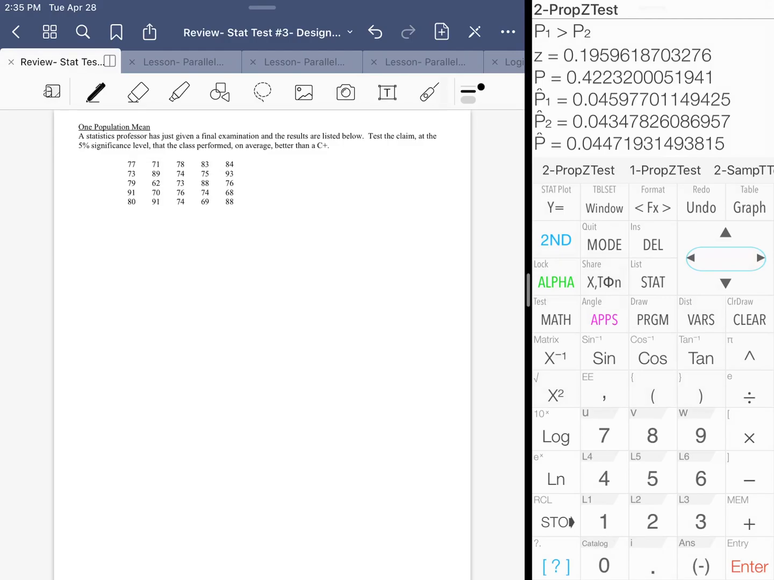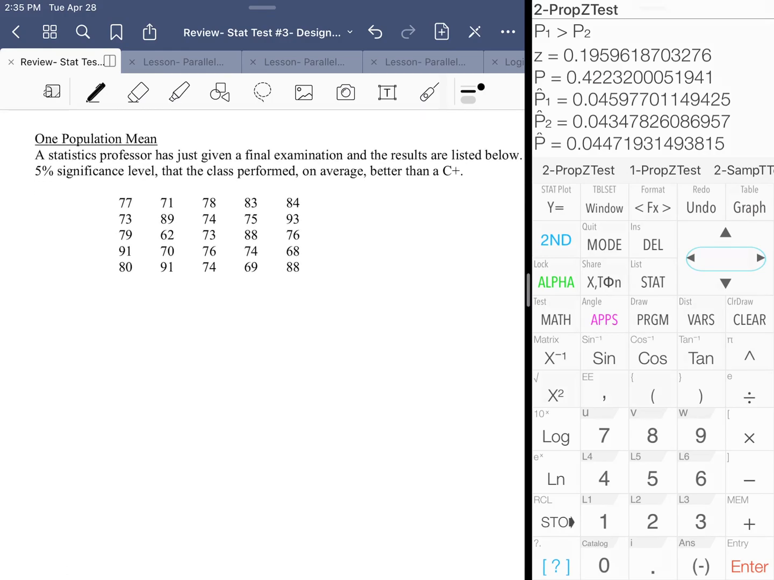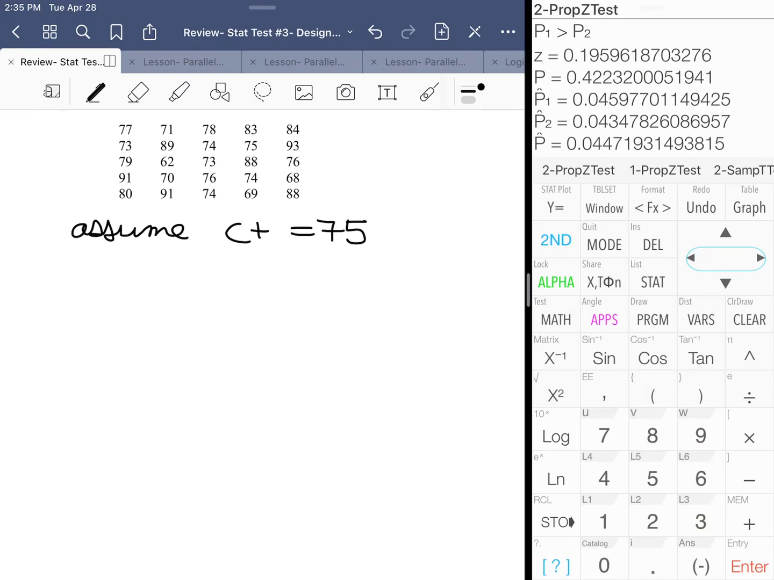All right. So the next page, a statistics professor has just given a final exam and the results are listed below. Test the claim at the 5% significance level. The class performed on average better than a C+. So we need to make an assumption here. Assume C+ equals 75. On a test, I would give you that relationship. I know at some schools C+ is typically 75. If it's a question of GPA, sometimes it's a 2.3, sometimes it's a 2.5, so we have to be careful about unreasonable assumptions. I think this is a reasonable assumption.